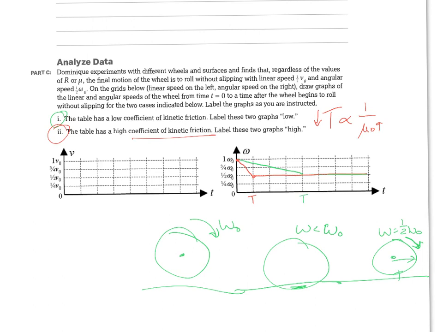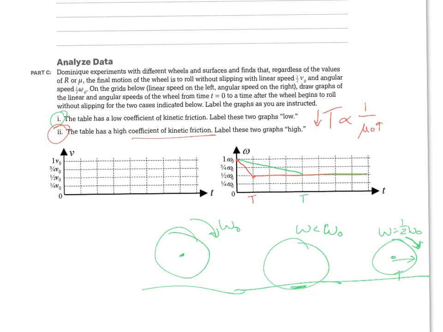So if capital T represents the time it takes to roll without slipping, then they take different amounts of time to get there, and the one that's slipperier, is that a real word? Whatever. The one that's more slippery, the green line in this case, with low coefficient of kinetic friction, is taking more time to start rolling without slipping.